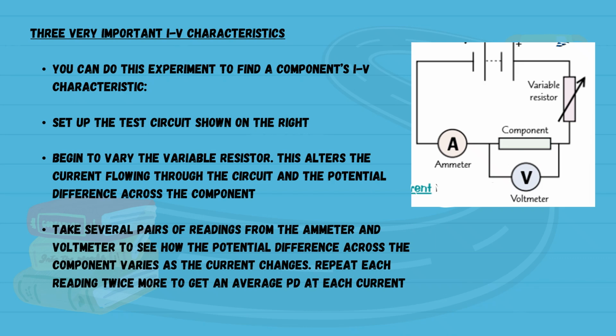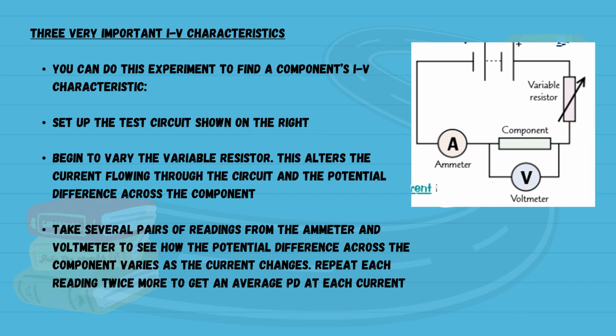You can do this experiment to find a component's IV characteristic. Set up the test circuit shown on the right. Begin to vary the variable resistor. This alters the current flowing through the circuit and the potential difference across the component.